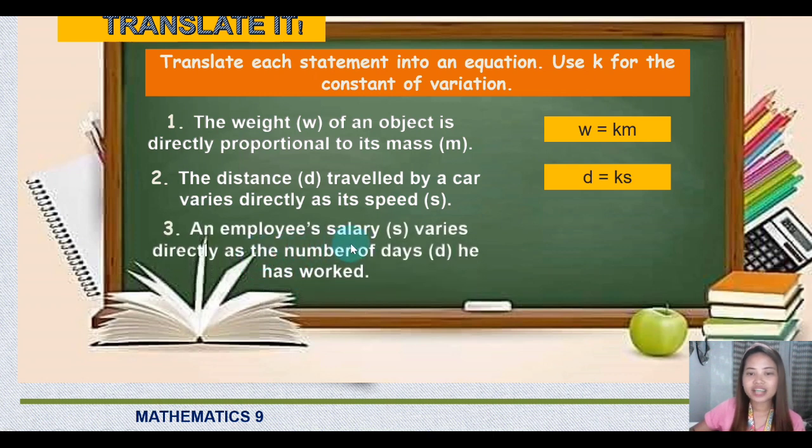Next, an employee's salary varies directly as the number of days he has worked. Therefore, the direct variation here is s is equal to kd. Okay, it's very simple, right?